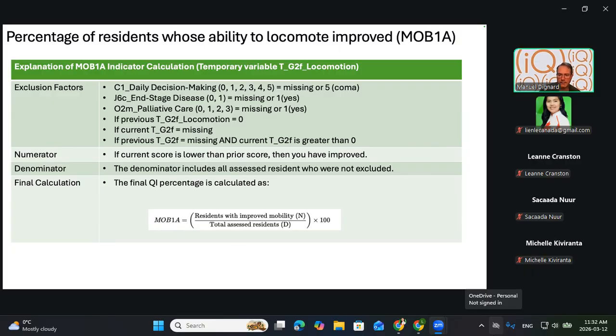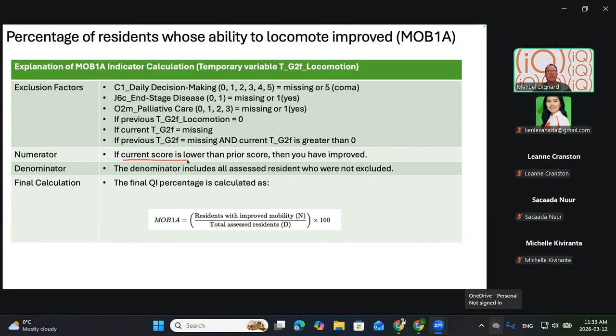So if we look at the calculation here again, daily decision making and stage palliative, if the previous was 0, meaning they walked around on their own in the previous assessment. So if they walked around on their own, we're not even looking at them at all. They're excluded. If the current data is missing or the previous data is missing. And we say current or previous because we're always looking at the previous to compare this one, right?